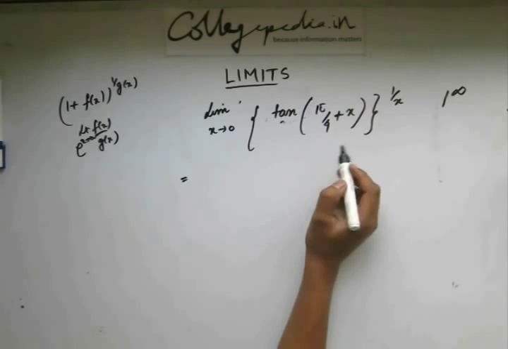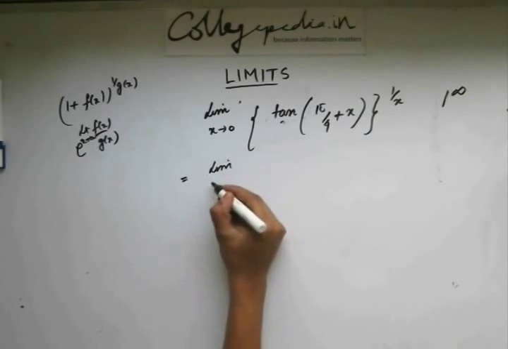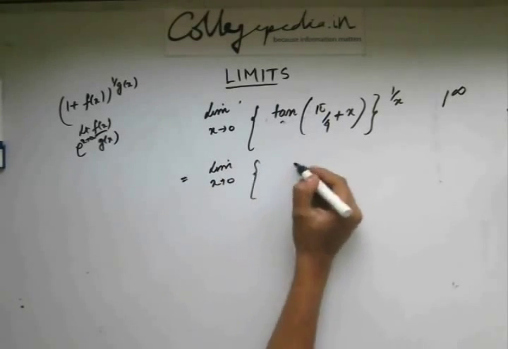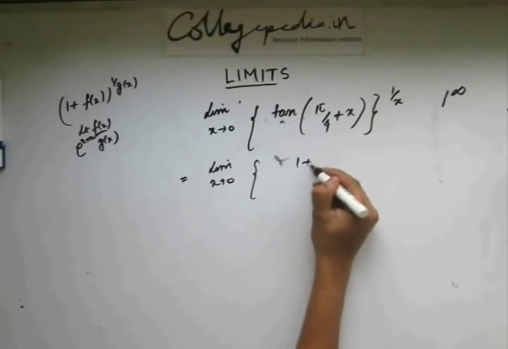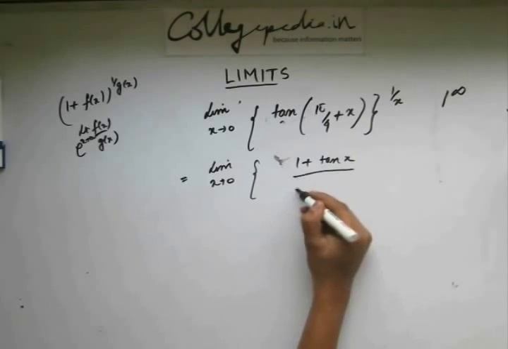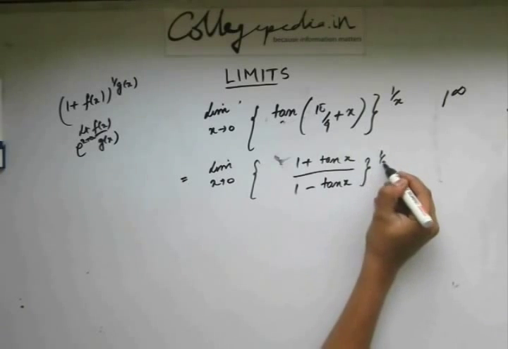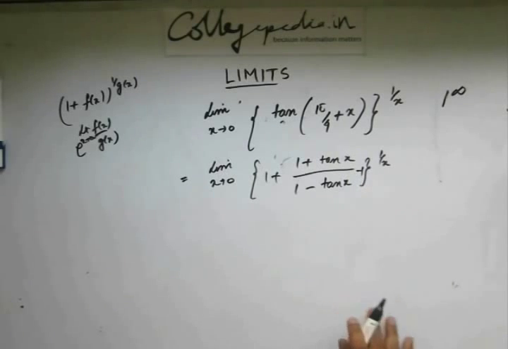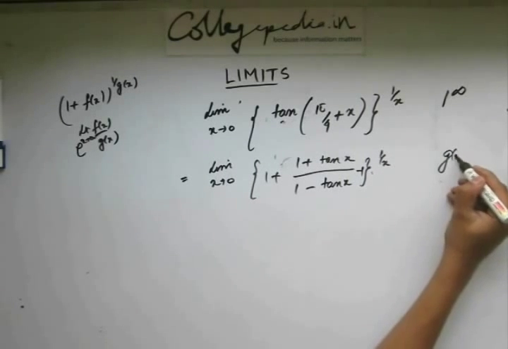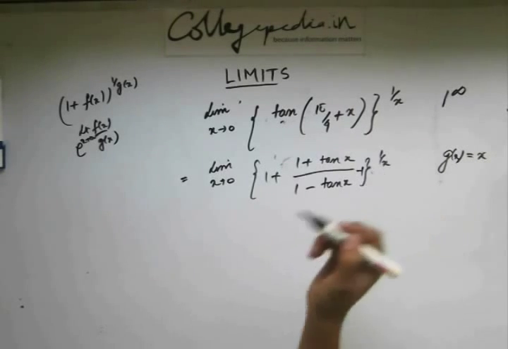Tan of pi by 4 plus x. Let's use the formula for tan a plus b and expand this. It will be tan a plus tan b over 1 minus tan a tan b. So tan pi by 4, which is 1, so let's write 1 directly, and then 1 minus tan pi by 4 into tan x, so tan x. Now in this form I have 1 plus something, so let's add 1 and subtract 1. This is gx for sure. gx is x in this case, and gx is approaching 0, you can see.